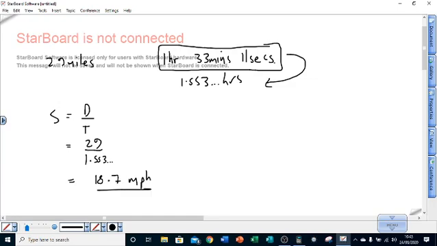Okay, so it's a compound unit because we've got one unit, miles, and another unit, hours, all wrapped up to make a speed. So it's a compound. That's the posh word for it. Okay, just one more example.